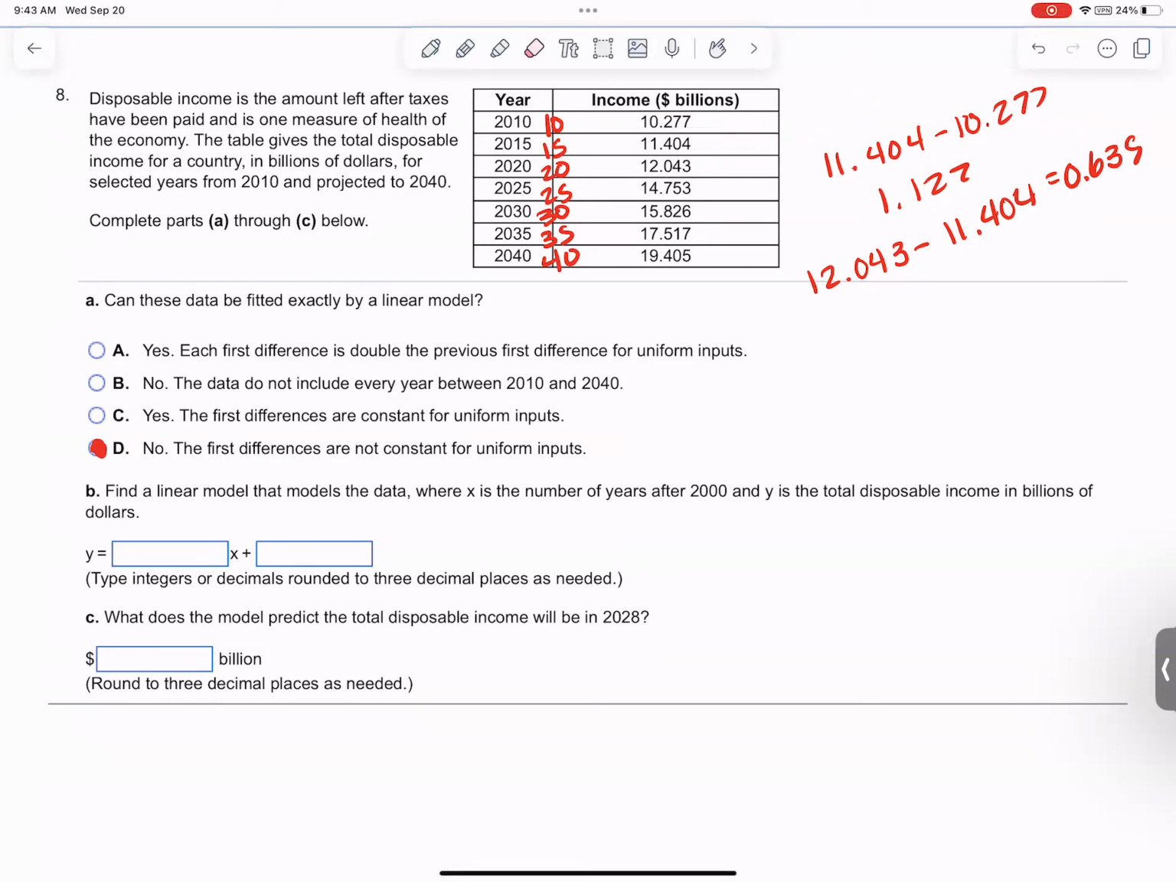Okay, so I'm going to open my calculator up. And for now, I think I'll just use a different list. Maybe L3 and L4, just because I don't want to delete what I put in there before in case I need to look at it. So I'm going to put the years since 2000 in L3. And then I'm going to put the income in L4.